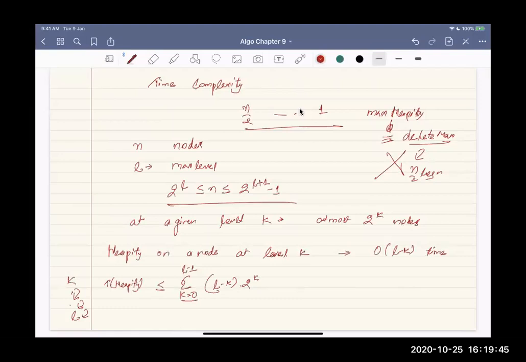Now, how do I simplify this? You see, we found some connection between n and 2 to the power L. I can try to use that here. So 2 to the power k is less than or equal to n by 2 to the power L minus k. So this I can write as less than or equal to n times sigma k equal to 0 to L minus 1 of (L minus k) by 2 to the power L minus k.